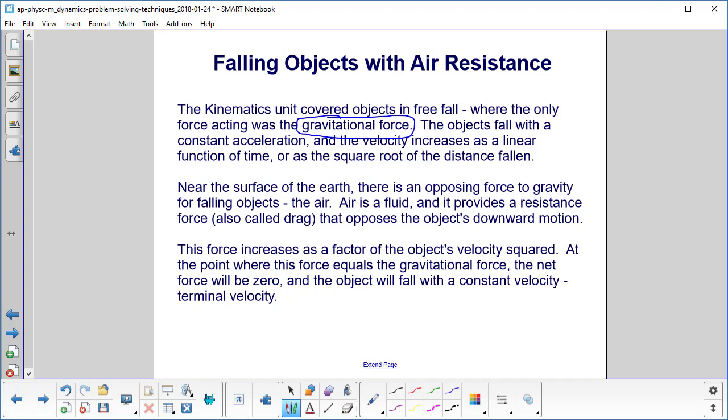Near the surface of the Earth, there is an opposing force to gravity for falling objects, the air. Air is a fluid, and it provides a resistance force, which is also called drag, that opposes the object's downward motion. This force typically increases as a factor of the object's velocity squared. At the point where this force equals the gravitational force, the net force is zero, and the object will fall with a constant velocity, and another name for that is terminal velocity.